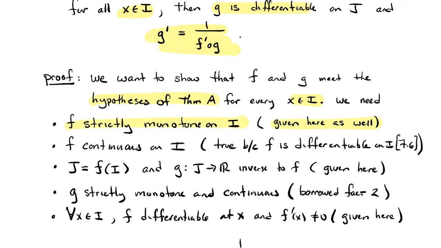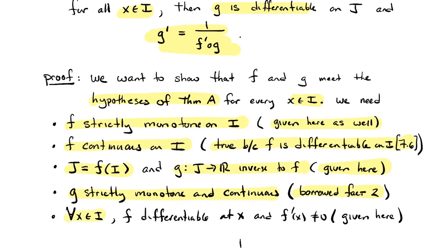We have to check that f is continuous on I. It's continuous because it's differentiable; differentiable functions are always continuous. We have to check that J is the image f of I, and that g is the inverse of f. Those are hypotheses in this theorem. We have to check that g is strictly monotone and continuous. That's borrowed fact number 2, which says that if you have a strictly monotone, continuous function f, then its inverse, which I'm calling g, is also strictly monotone and continuous. So that's from our borrowed fact.